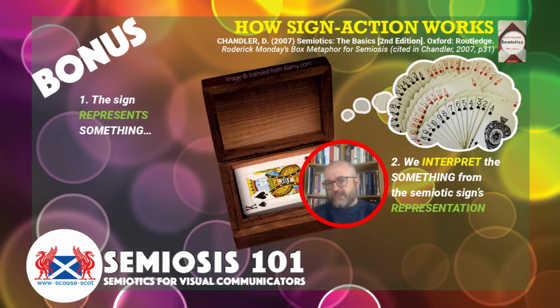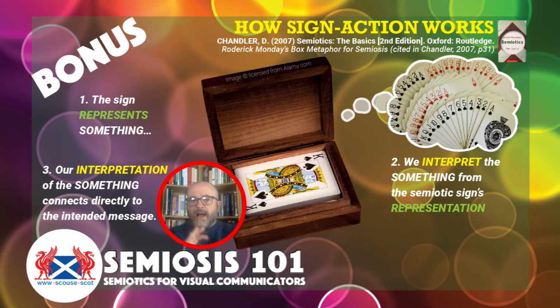So how we see the box, how the box is represented to us, we can't help but put in our mind something that we think this is representing. Our interpretation of that something connects directly to the intended message, if it's successful. So here we have sign action working.